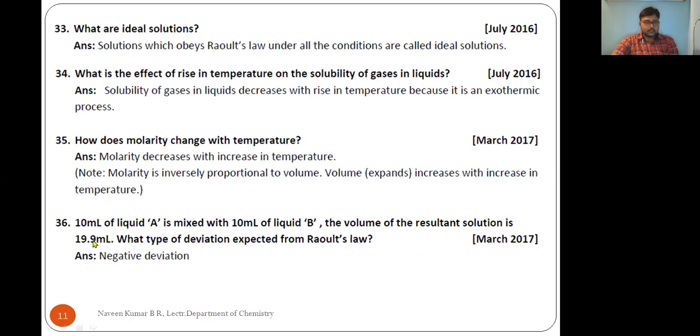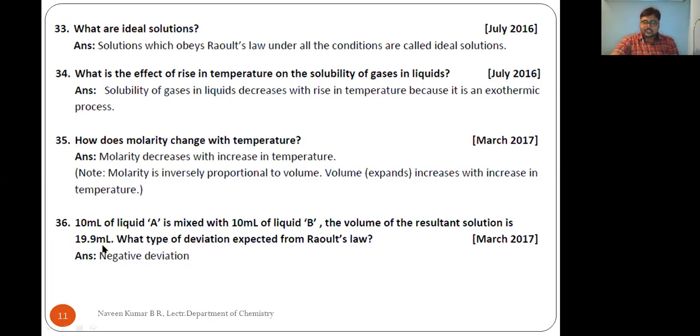Next question from the same year, March 2017. 10 ml of liquid A is mixed with 10 ml of liquid B. The volume of the resultant solution is 19.9 ml. What type of deviation is expected from Raoult's law? You can think 10 ml mixed with 10 ml should give 10 plus 10, 20 ml. Delta V, the overall change in volume, is V2 minus V1. Before mixing it is 10 plus 10, 20. After mixing, expected is 20. Hence 20 minus 20 should be 0. Volume change will be 0 if the solution is ideal.